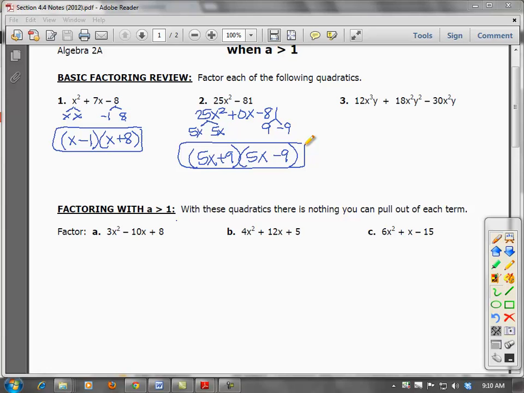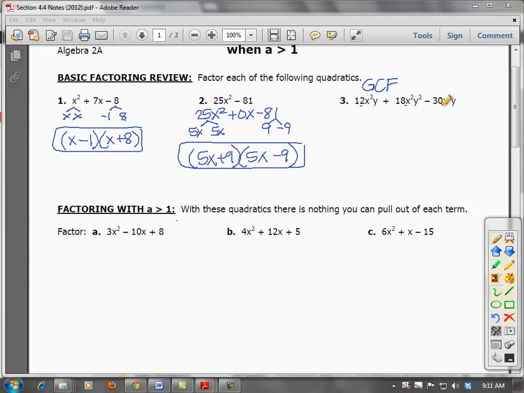Okay? The third one is a little bit different, and I like this one because it looks pretty scary up front. We're going to show you it's not that bad. What we're trying to pull out is what we call the greatest common factor, and we label it GCF. And it basically means what is the biggest quantity in common between all three terms. So I'm going to look at my numbers first. I have 12 and 18 and 30. And I'm looking for the biggest number that goes into all three.